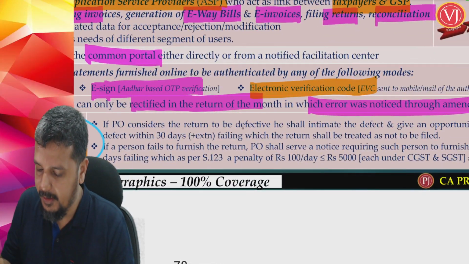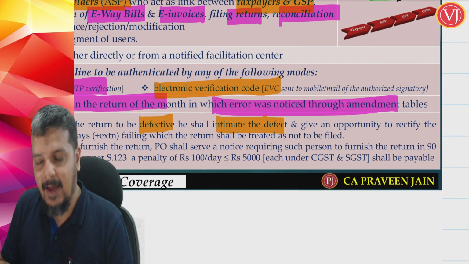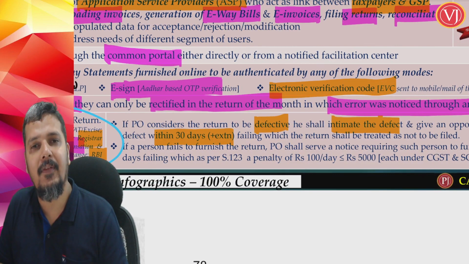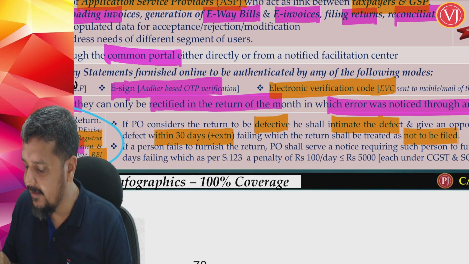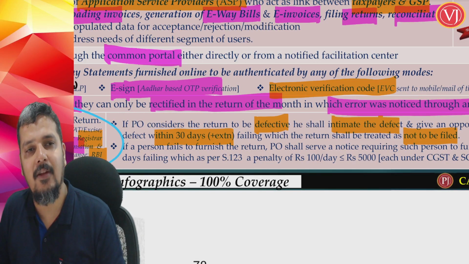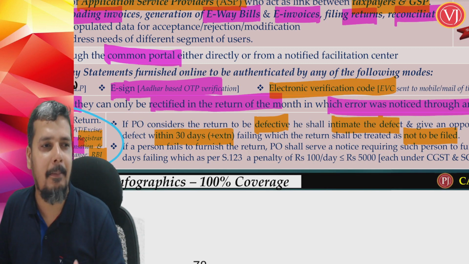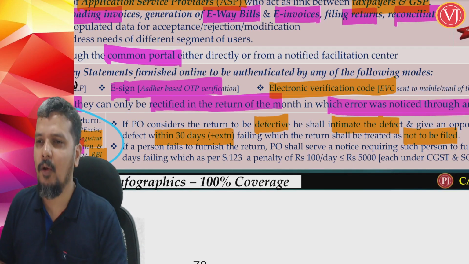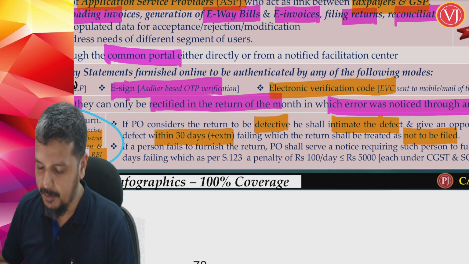If the return is found to be defective, the proper officer will intimate the defect and give an opportunity to rectify it within 30 days plus extension. And within that time, if you rectify it, well and good. If not, it is treated as though you have not at all filed the return. These notified people will file the information return. When they file it, if it is proper, well and good. If it is defective, you will get an opportunity to rectify within 30 days plus extension. If rectified, no worries. If not rectified, it is treated as good as they have not filed their information return.